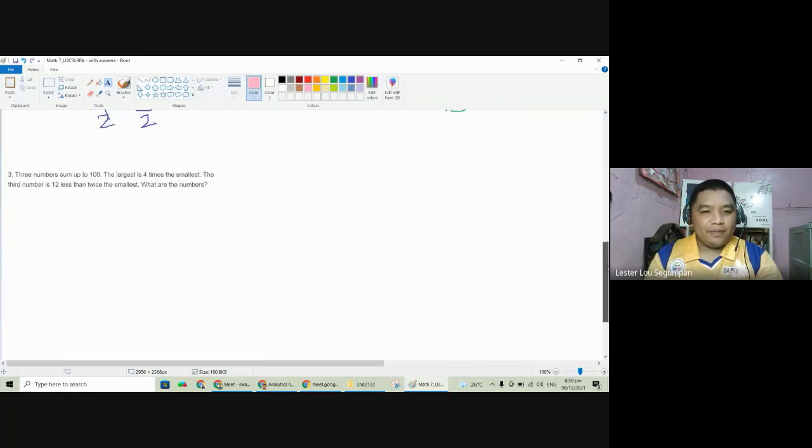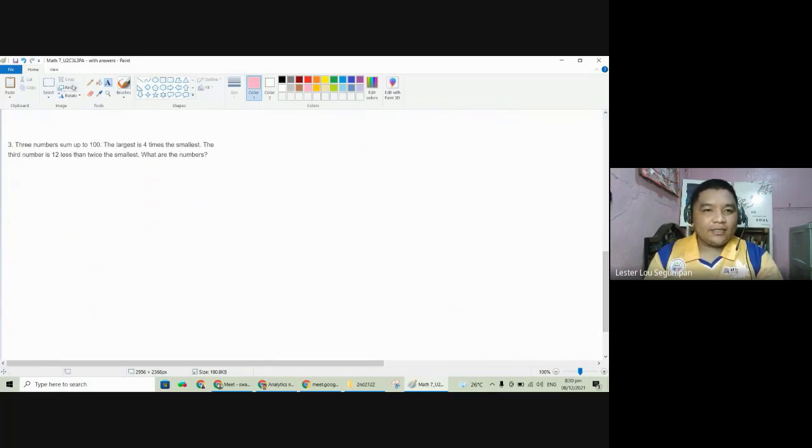Our last problem here tells us that there are 3. Okay, the first step is A. There are 3 numbers. So we are given 3 numbers. And by the way, we are asked about the value of those 3. So expect that we are going to represent, use, solve, and check 3 different values in this situation. And how is it done?